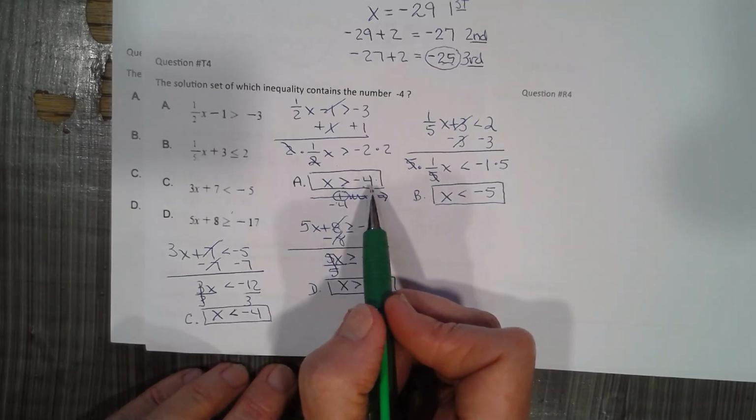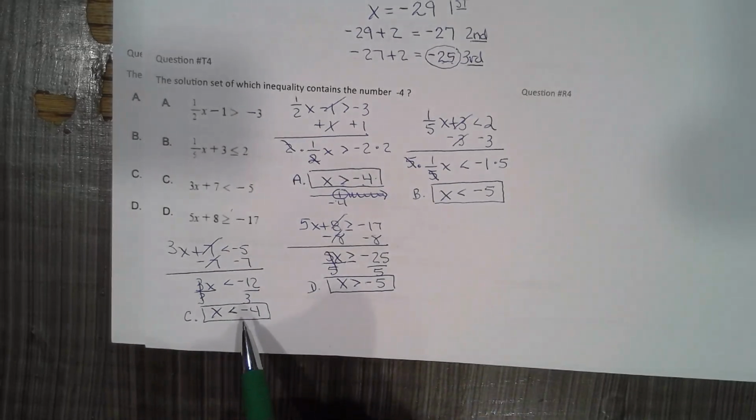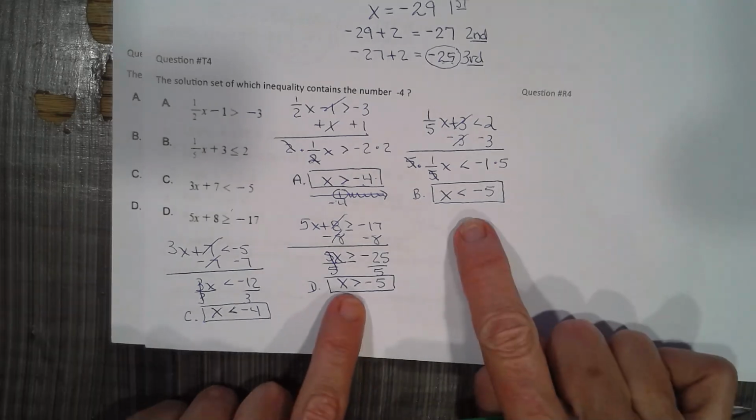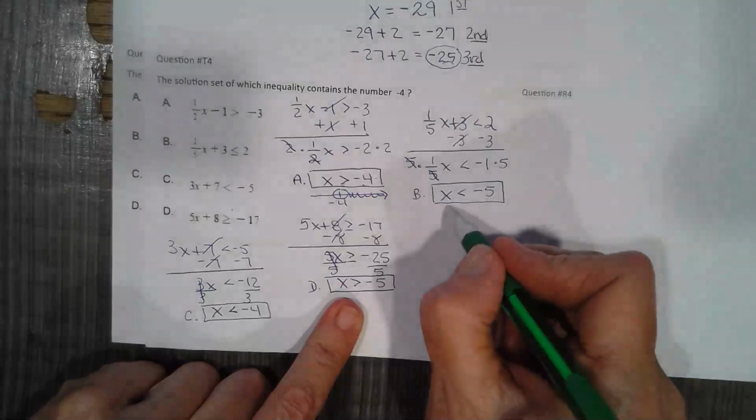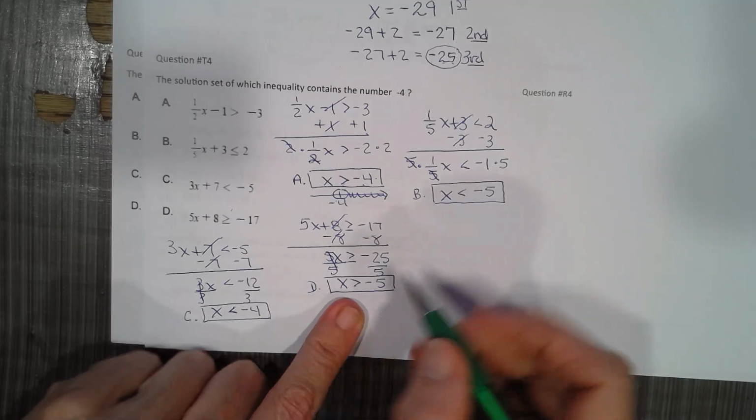This means everything greater than negative 4. Okay, this right here does not include negative 4. There's no equal to bar here. It includes everything less than negative 4. So if you're listening, I want you to write less than negative 4. And I want you to cross out C. Okay, so now we're down to these two guys. X is less than negative 5. X is greater than negative 5.